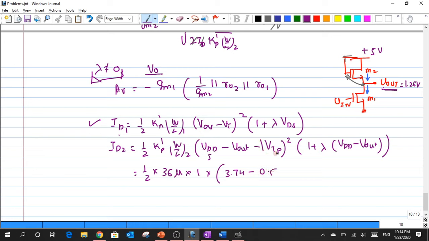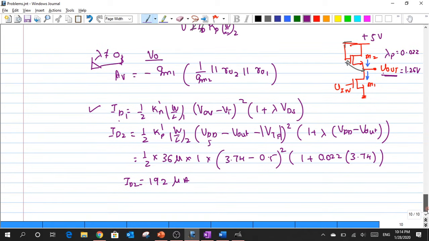So again, I have to substitute the modulus here. Okay, so hope that you do so, and it's been squared with 1 plus the value of lambda p, which was 0.022, and so I make use of that 0.022 into the same value, which is 3.74. Okay, so when I try to solve this, I would end up having a value that is closer to 192 microamperes for this ID2.